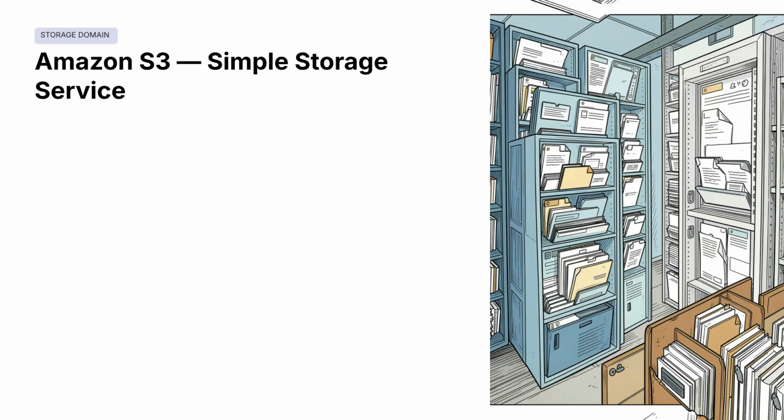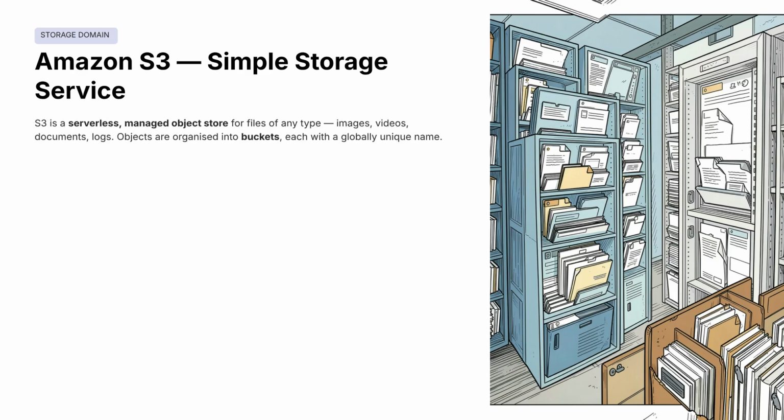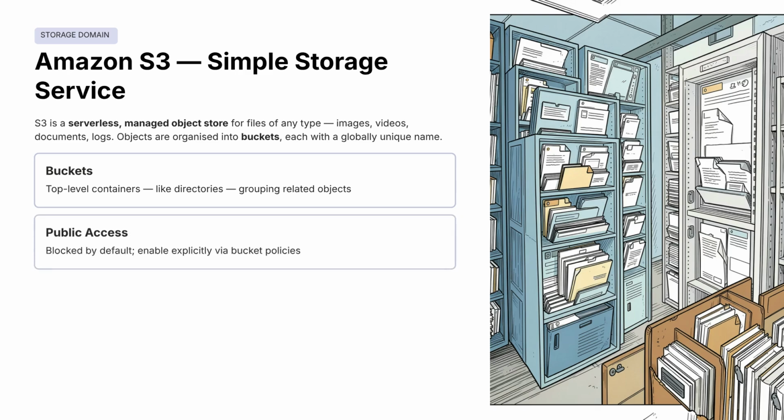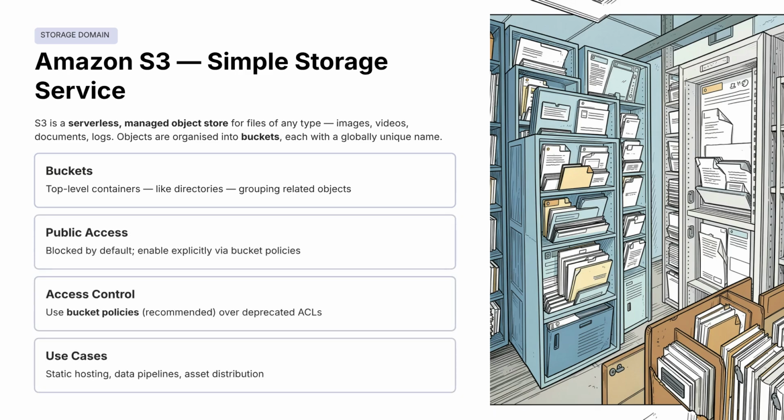Amazon S3, or Simple Storage Service, is a serverless, managed object store. Objects are organized into globally unique buckets. Public access is blocked by default and should only be enabled explicitly via bucket policies. It is recommended to use bucket policies for access control instead of deprecated ACLs.